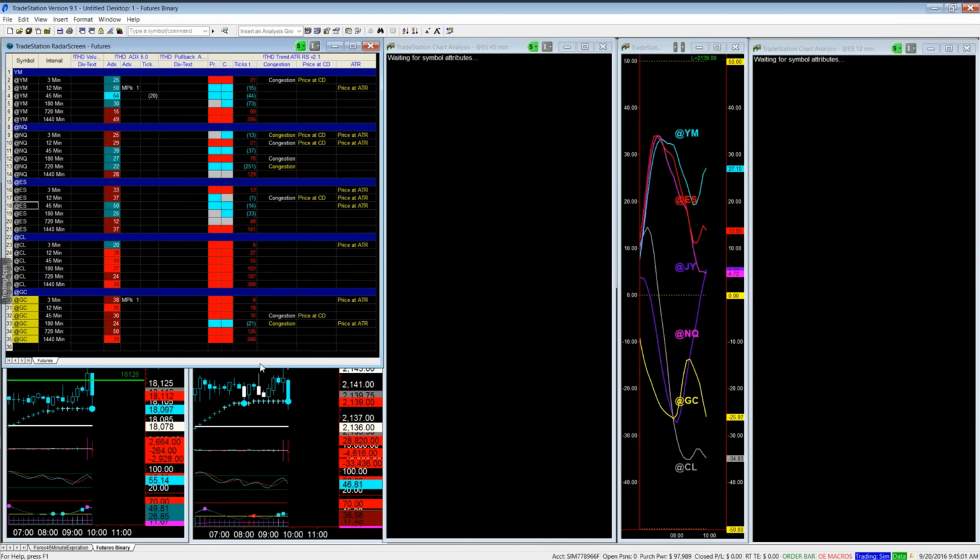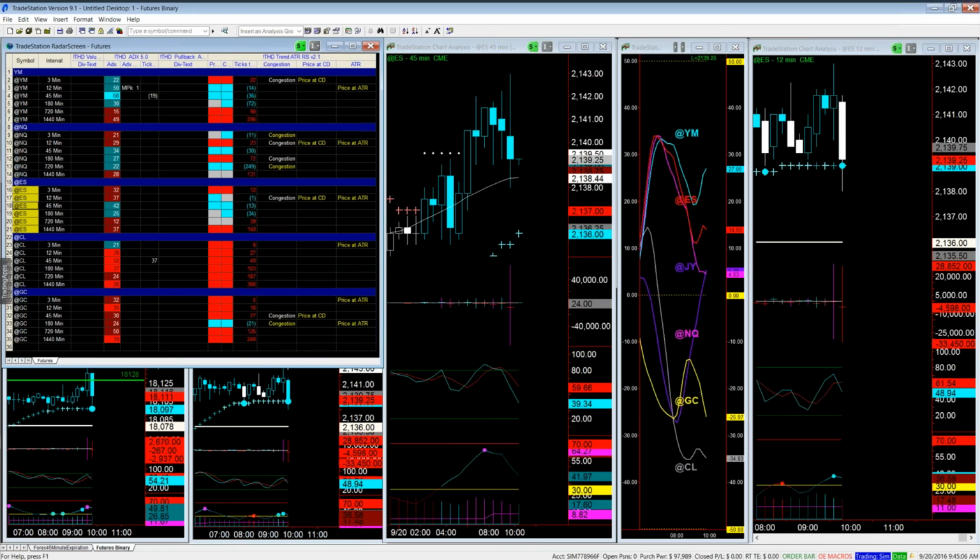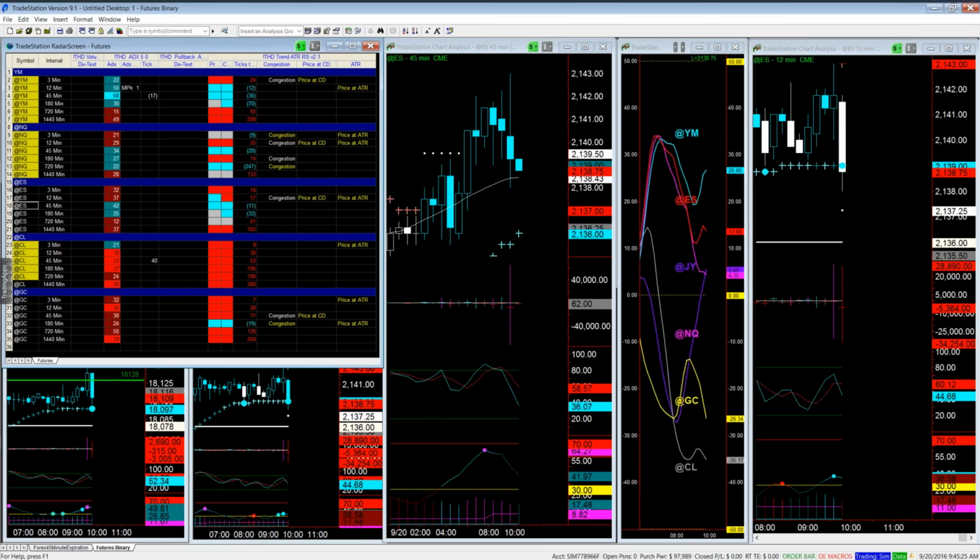Let's go look at the ES. The ES is at an ATR, so is the Dow. This is where, okay, you're at an ATR, but the volume is increasing to the downside. I really wouldn't want to take that. It's probably going to retrace back to this ATR at 2136. That would be my expectation.